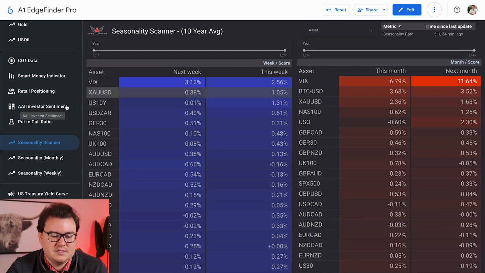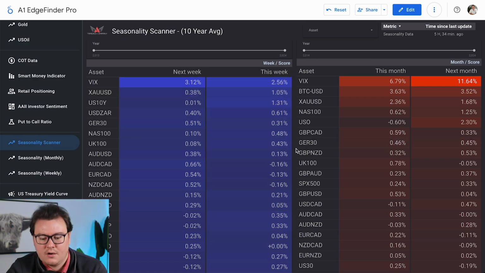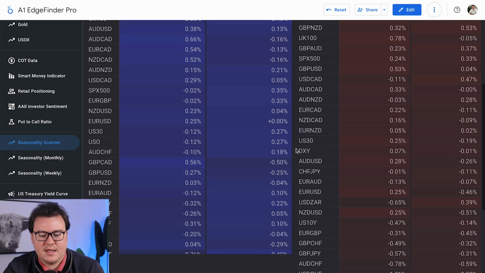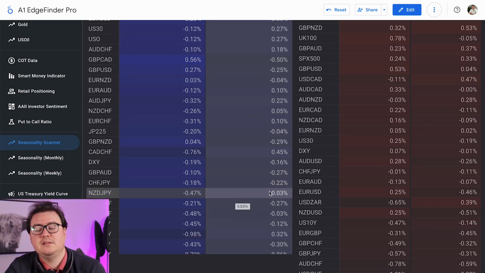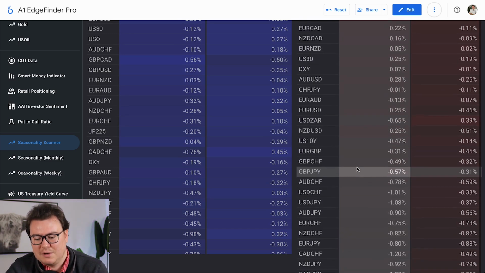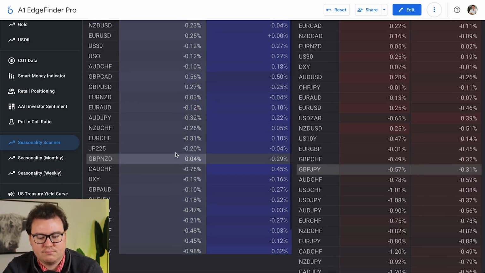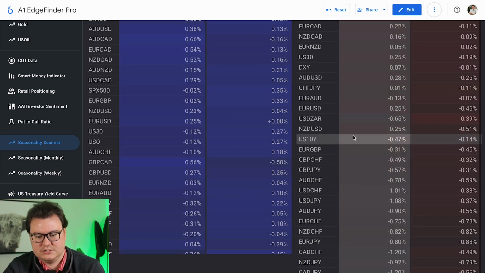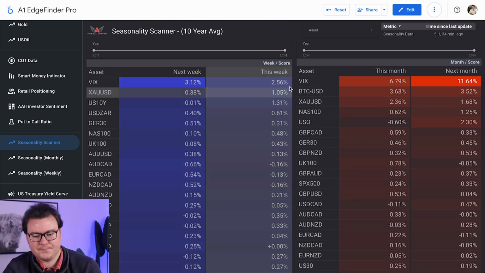So here in this seasonality scanner, this one up top, this is kind of like your broad overview page. We have all of the different assets that we're tracking in the Edge Finder here. The blue is the weekly data, and the red is the monthly data. We can get more in depth into the individual assets here, but again, this is just kind of like your broad overview section. So if we want to start right up top, we have the VIX listed here.